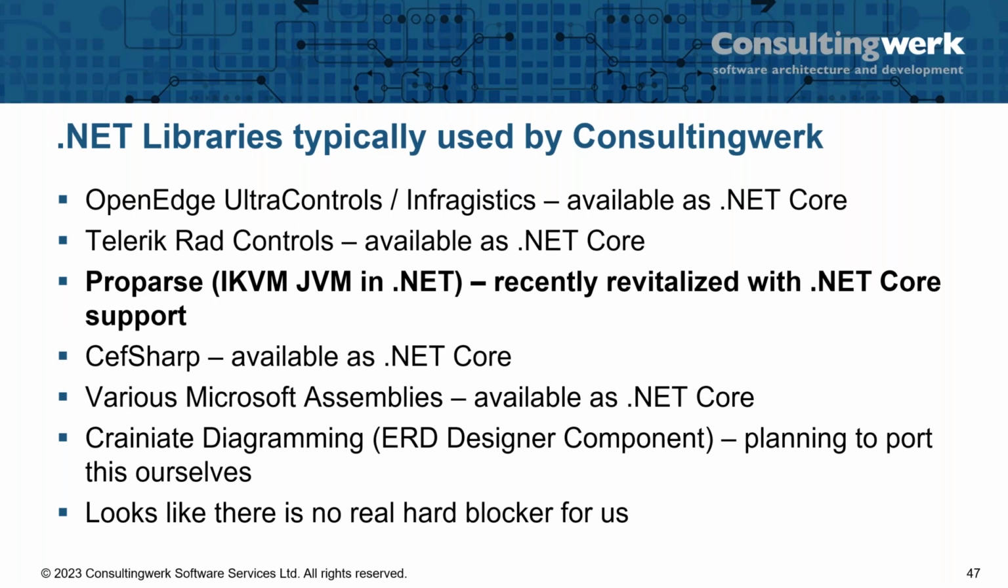We're using ProParse in our tooling a lot. It's a tool that allows us to read ABL source code. And the way that we've been using that in the past has been through a .NET package that wraps a Java virtual machine into .NET. That project has been dormant for the last 5, 6, 7 years. But last year, this project was revitalized, and there is now a .NET Core variant that we're testing, and it looks like we can use that to port ProParse to .NET Core as well.